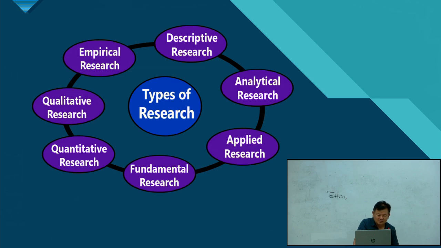And the qualitative, as we talked about last time, also the mixed research. And the empirical research is also the same. So for types of research, first we say quantitative and qualitative and mixed. But the other definition follows this type. Qualitative, quantitative, fundamental, applied research, analytical research, descriptive research. Okay.